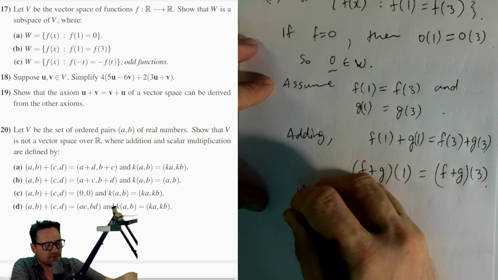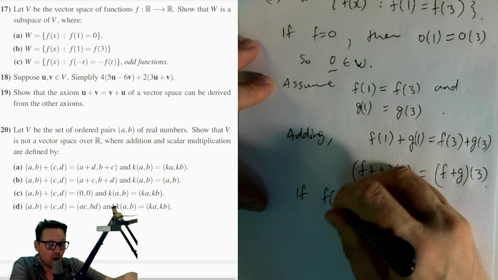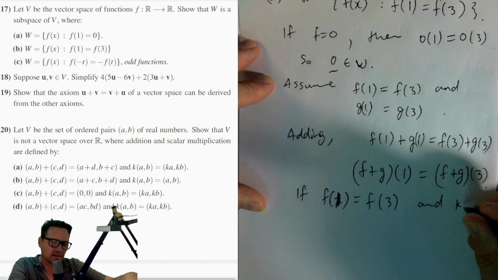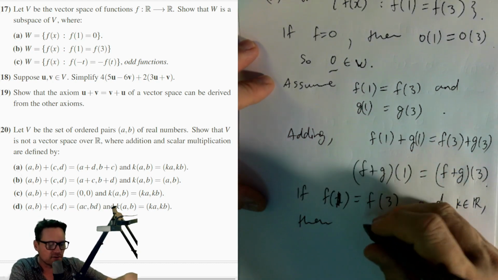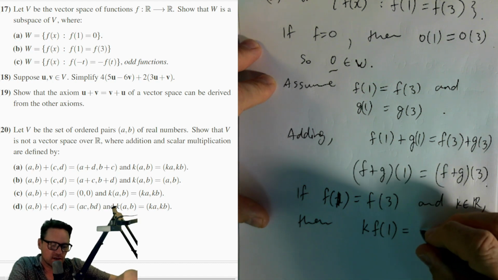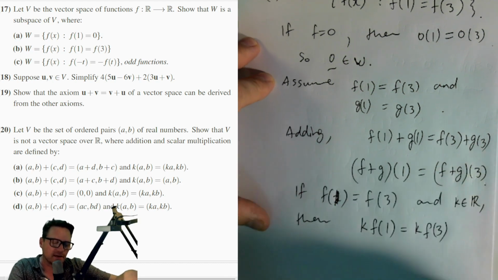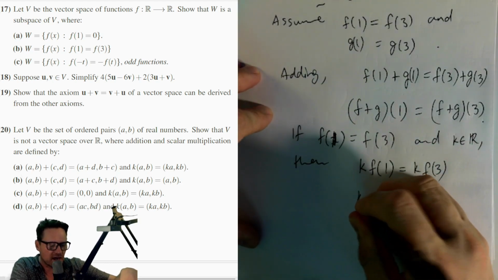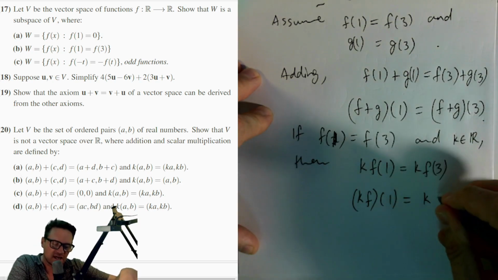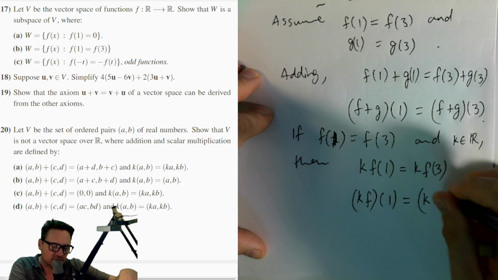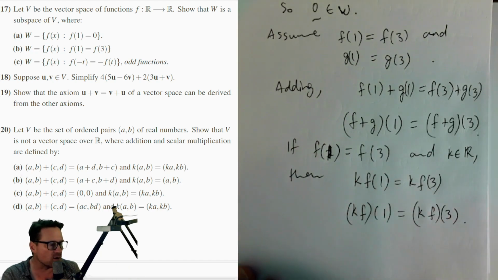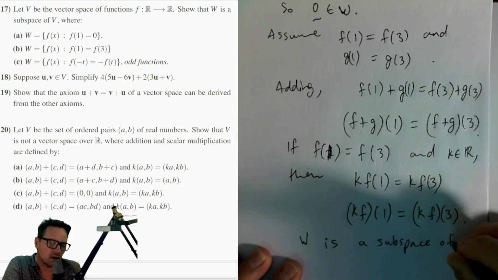Okay, finally, if f of 1 is equal to f of 3 and k is a scalar, then taking this line, multiplying throughout by k, we have k times f of 1 is equal to k times f of 3. And so viewing this in a different way, k times the function f acting on 1 is equal to k times the function f acting on 3. So we have the three properties required, and so W is a subspace of V.